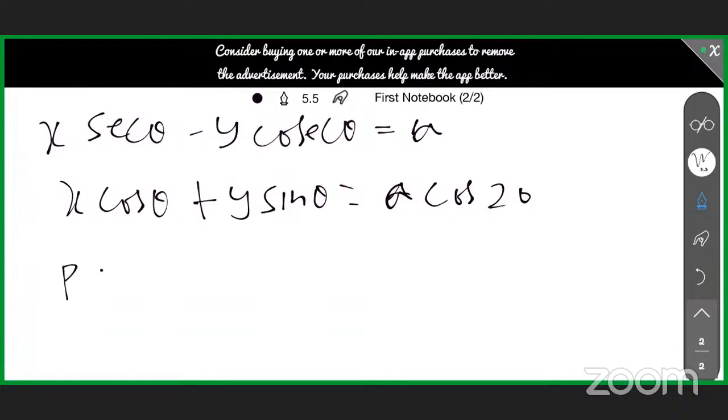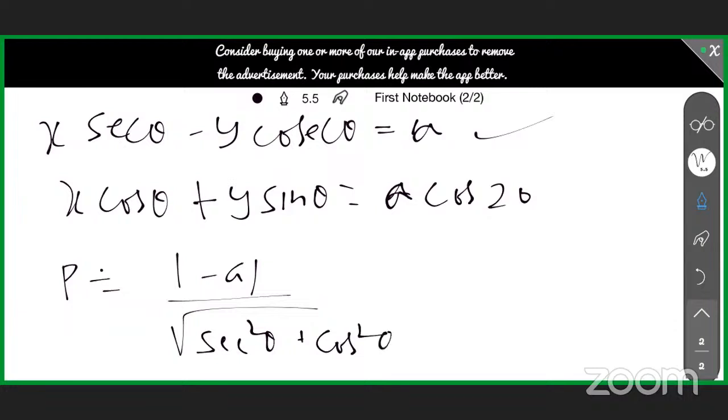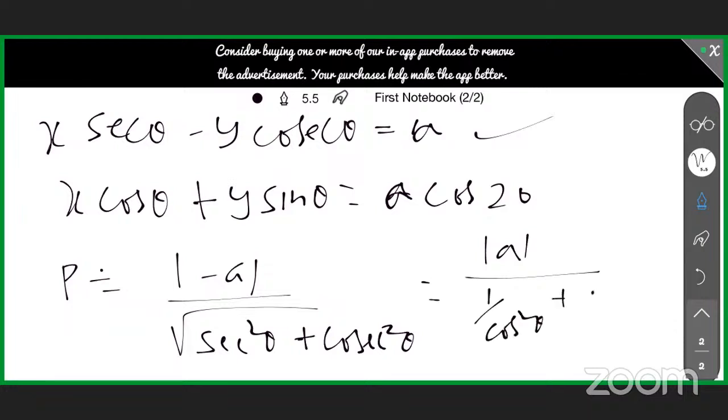So first we'll take the first one, this one. P is equal to 0 minus 0 minus a. Correct, no? Here it will be okay. Mod is coming only on top now. Mod of minus a whole divided by root of secant square theta plus cosecant square theta, that is equal to mod a divided by root of 1 by cos square theta plus 1 by sin square theta.